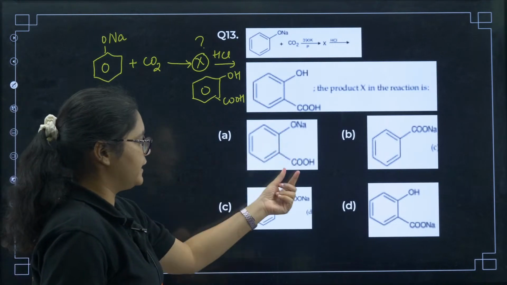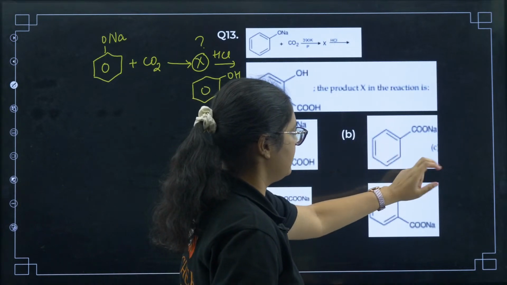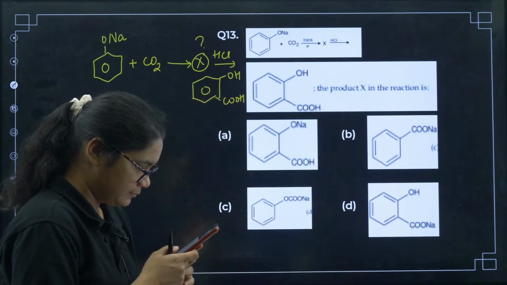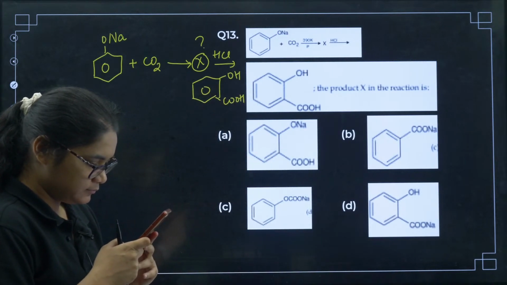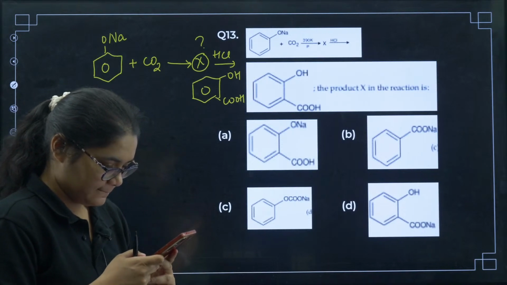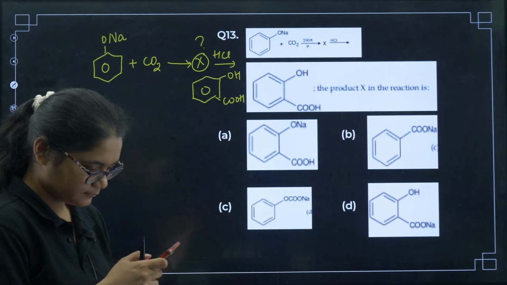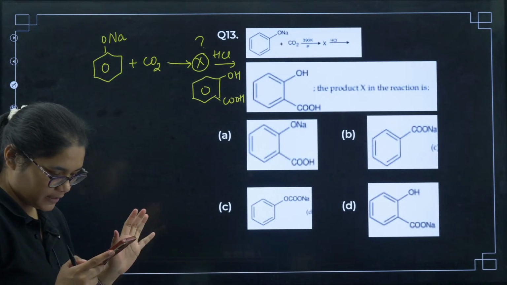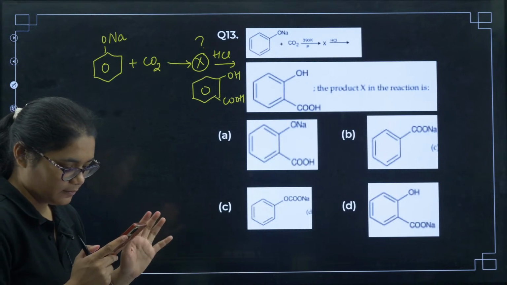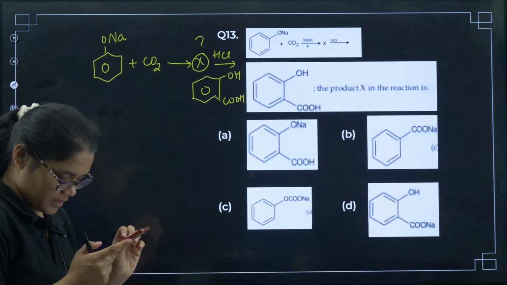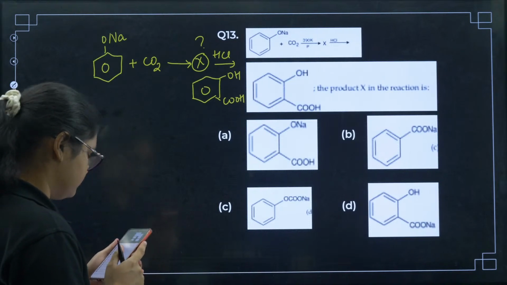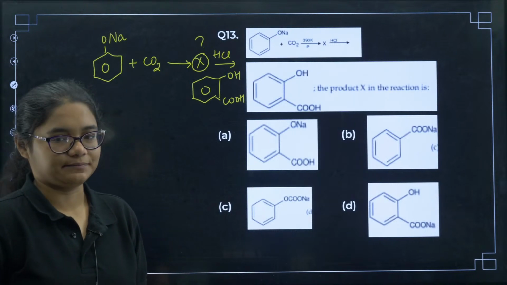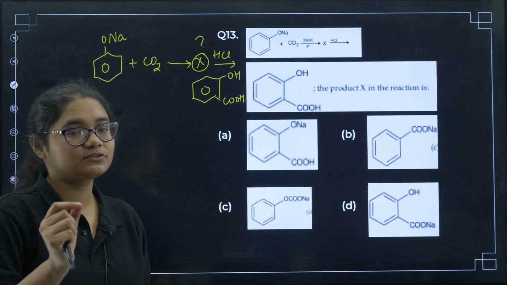The options are: X is ONa with COOH, COONa, OCOONa, or OH with COONa. So the question is not asking you the final product, it is asking you the intermediate product. Students, which reaction is this, can anyone tell? This is Kolbe's reaction.